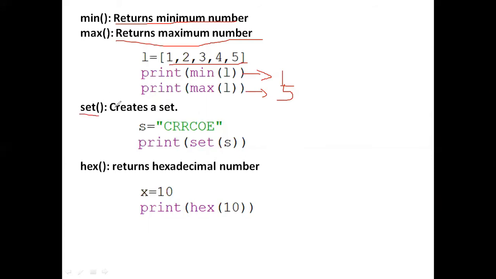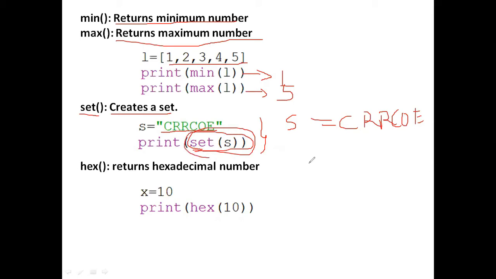Set function. The set function is used to create a set. S equals CRR, COE, then print set of S. Now everyone please give the response in the chat box. What is the output of these two instructions? S equals CRR, COE is a string. Now I convert this string into a set of S. What is the output? If I convert the string into a set, what does it return?